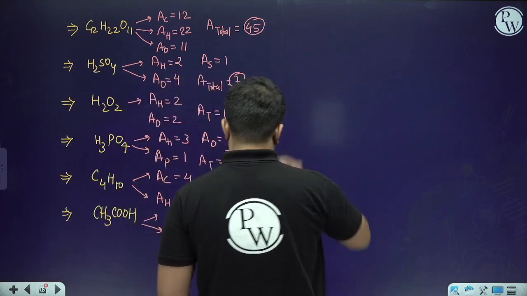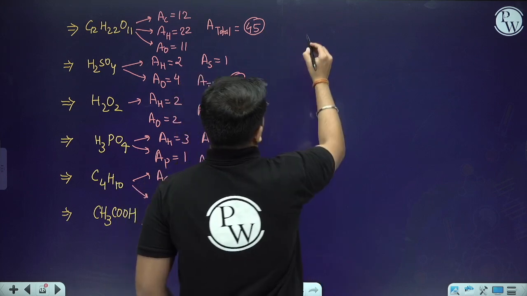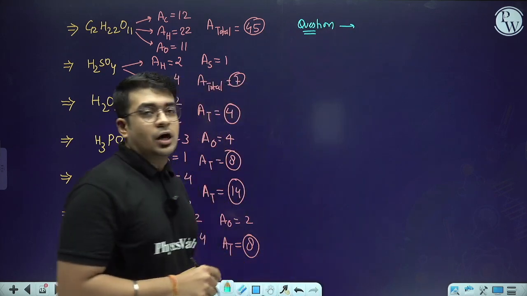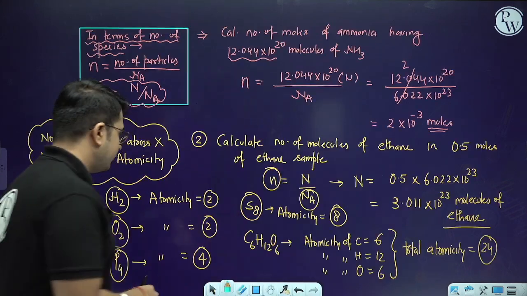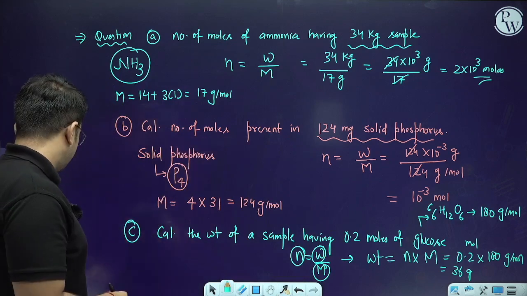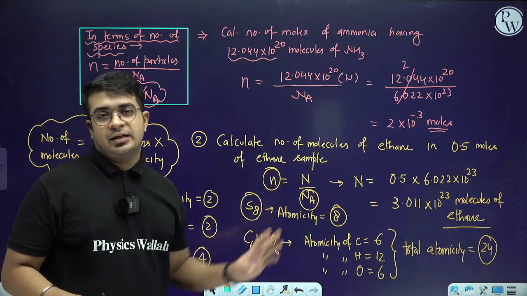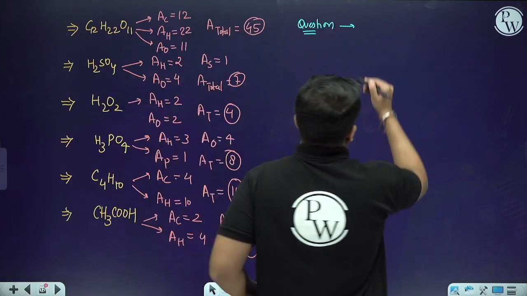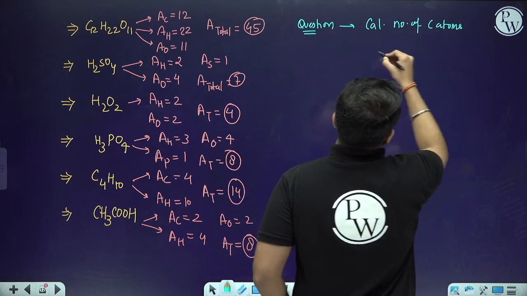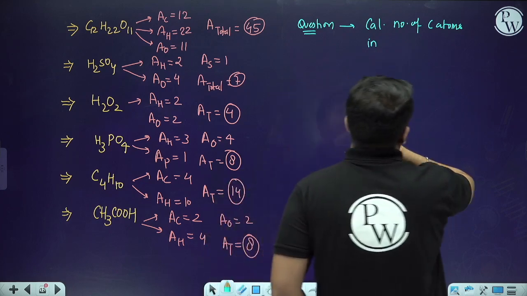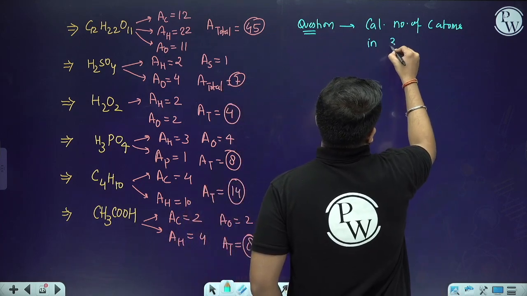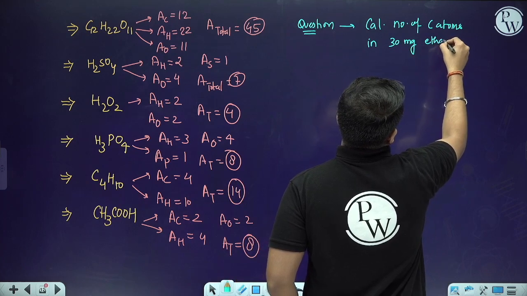Now let's talk about some interesting questions. From the previous part, we have the question related to glucose, or you can take solid phosphorus, or you can even take ethane in this case. The question is saying: calculate the number of carbon atoms in C2H6, in 30 milligram ethane sample.